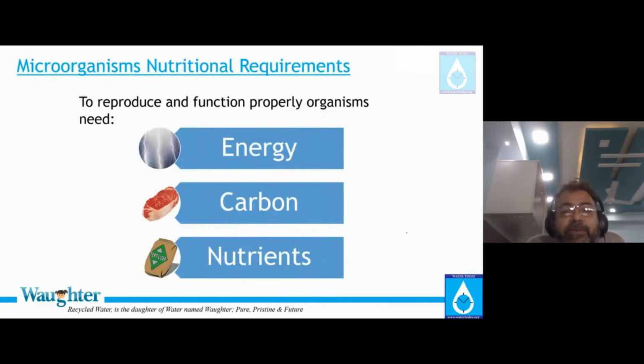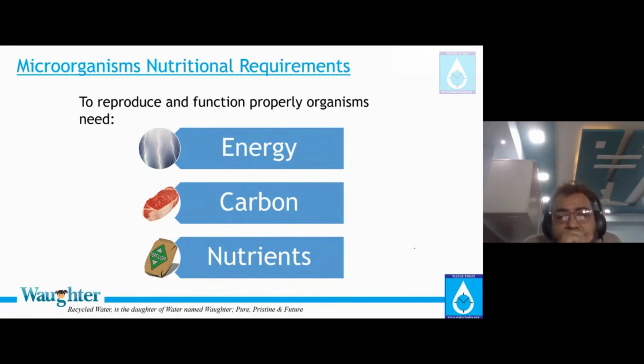But this slide is the first time we are seeing this. So it's not an interactive class, but you can do something with me. To reproduce and function properly, organisms need energy, carbon, and nutrients. So how do we get energy? Everybody will give the good answer: that, sir, we eat food and we get energy. Now, food does not give you energy.